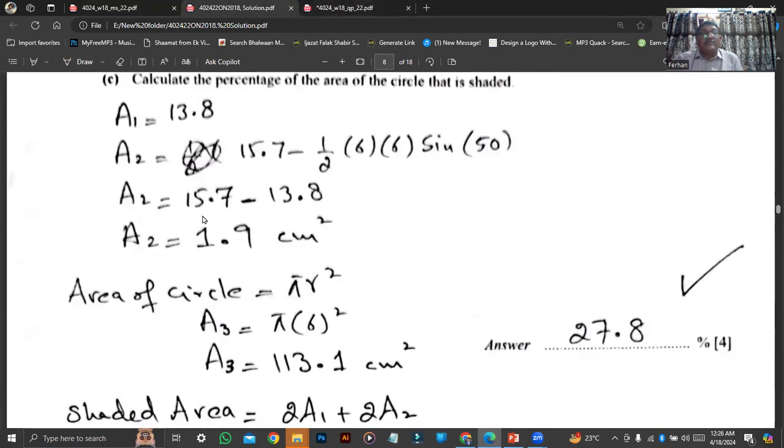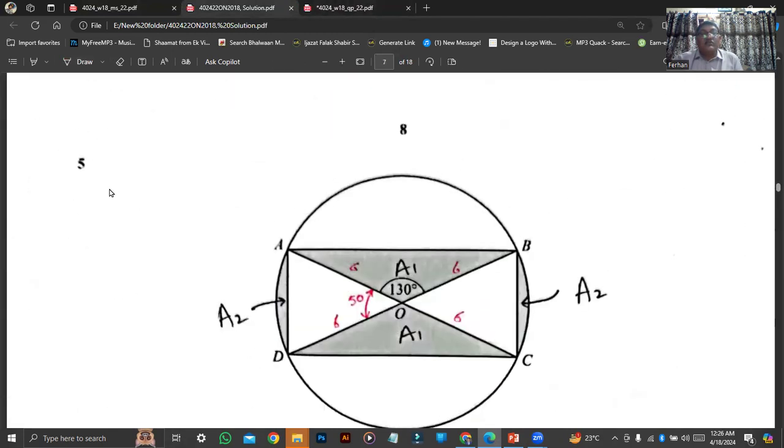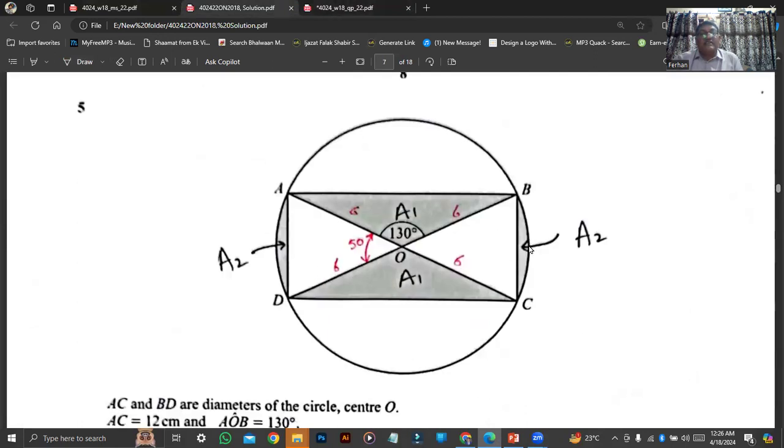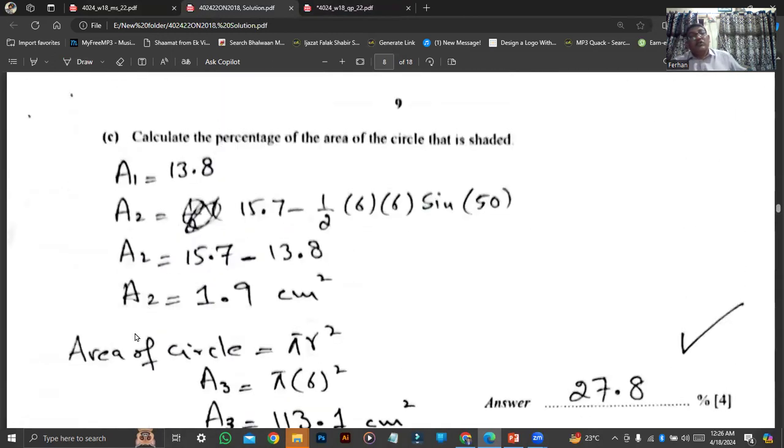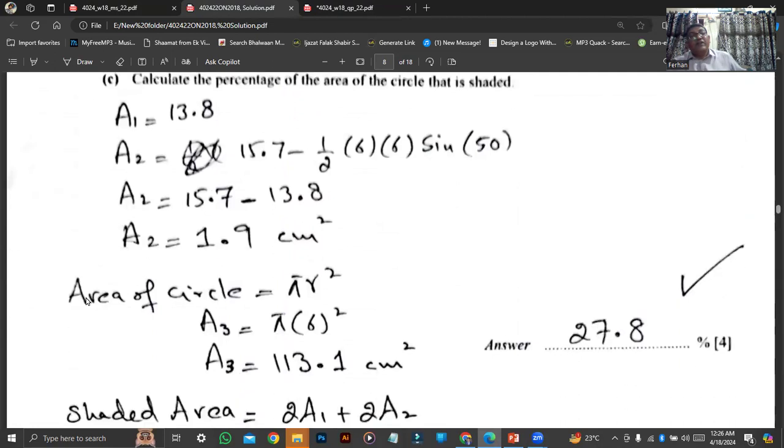So the method is very simple. Let me show you. This is area 2, this is area 2, this is area 1, this is area 1. We already know this triangle, and this triangle is also same. So area 2 is the question actually. Area 1 we already know is 13.8. Area 2 will be the area of the sector minus the area of that triangle. The area of that triangle is 1 by 2 into 6 into 6 into sine of 50. So you will have 15.7 minus 13.8, that is 1.9 centimeter square.